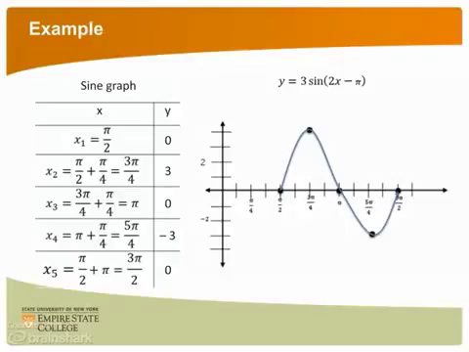But what happens with the other trigonometric functions? What do the graphs of tangent, cotangent, secant, and cosecant look like? Stay tuned for part 4 of the series.